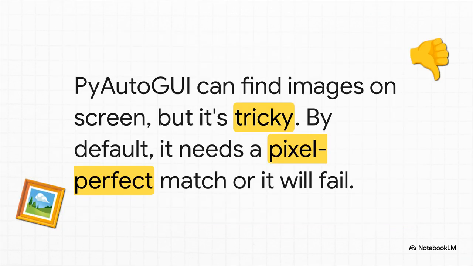Now, besides just clicking coordinates, PyAutoGUI has another really cool trick. It can find and click on images. You can give it a little screenshot of a button, and it'll find that button on the screen for you. But, and this is a big but, by default, it's looking for a pixel-for-pixel perfect match. If a shadow or a color or the size is even slightly off, it's going to fail.